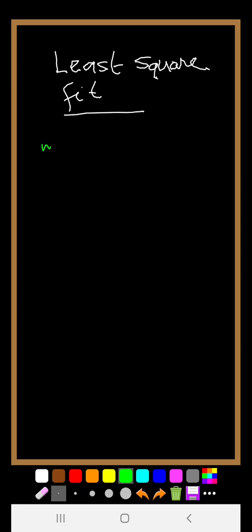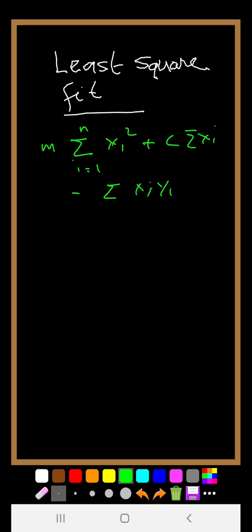First equation is m summation. By summation, it automatically means we are doing it for 1 to n. The summation m xi square plus c summation xi minus summation xi yi is equal to 0. This is the first normal equation. And the second normal equation is m summation xi plus nc minus summation yi is equal to 0.